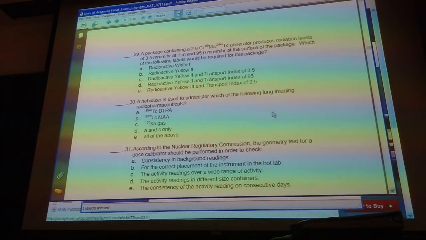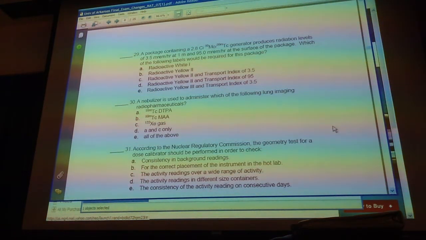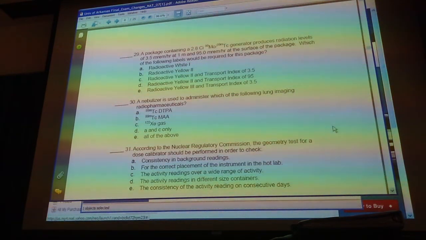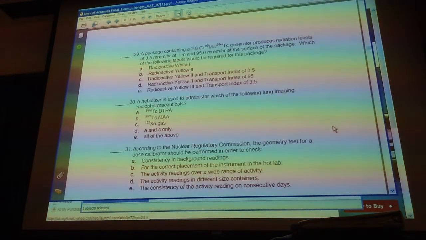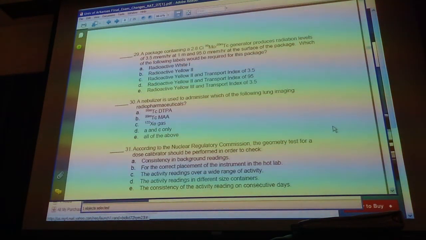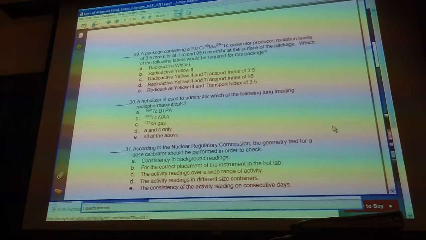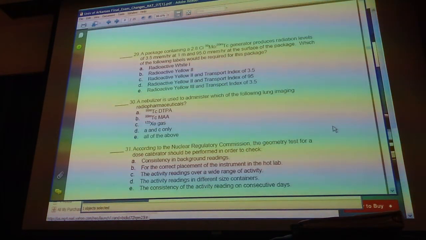Which radiopharmaceutical? I'm not sure how big the particles are anymore. I know that they're probably around, I want to say, 2 to 6 microns, somewhere around there. If they're too small, then they just kind of get lost out into the atmosphere. And if they're too large, they wind up going into the throat, getting swallowed.